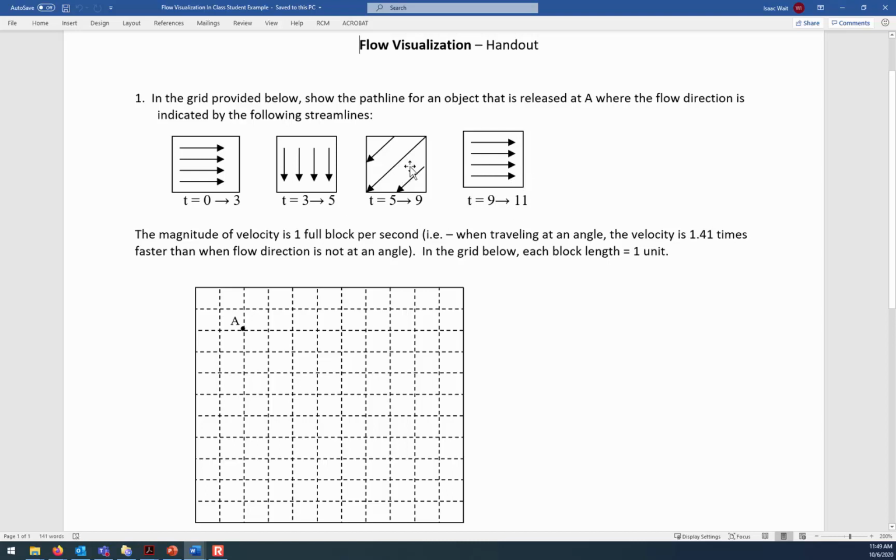And anytime it's going at an angle, you'll see here that what I'm suggesting is that we assume that the velocity is now 1.41 times faster. And so it's just always going to end up right at the intersection of those guiding dashed lines. So what I'd like you to do is draw just the path line. And so try and figure out, if this object at A gets pushed around by the fluid in the direction indicated by those streamlines, then what kind of a path line would be generated?